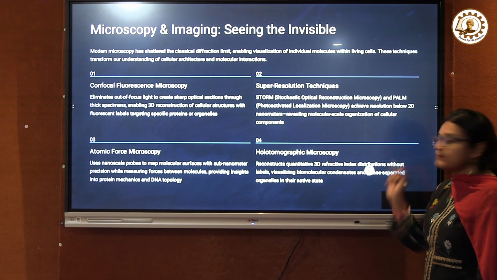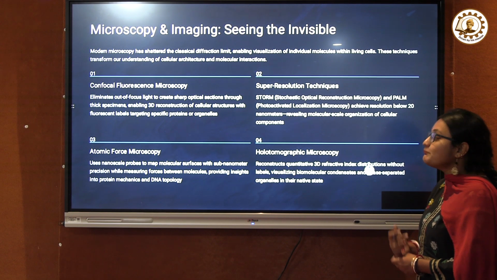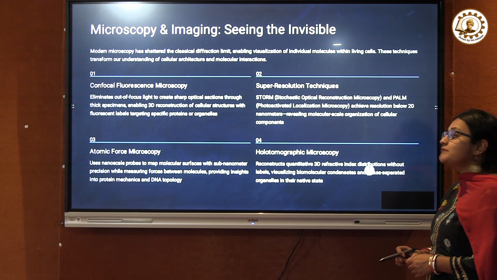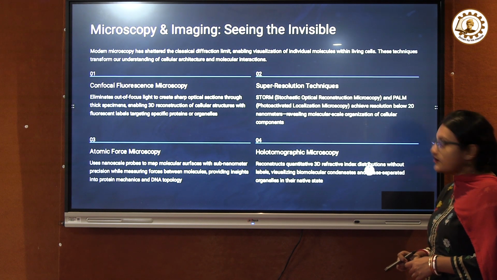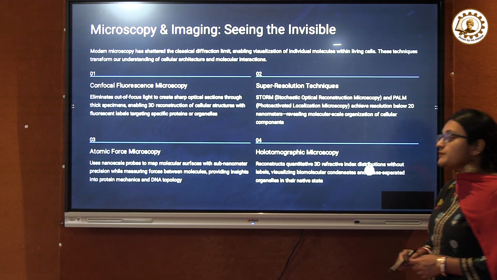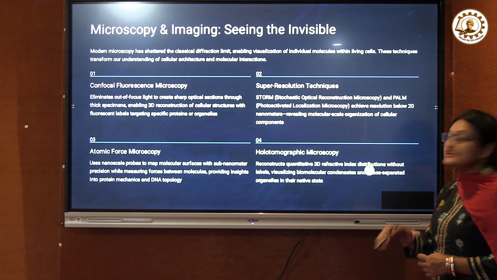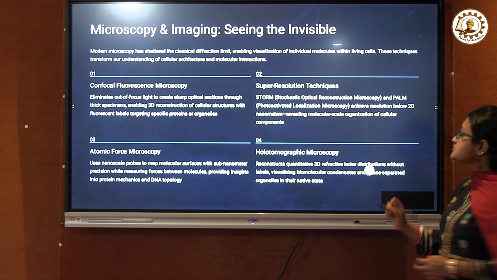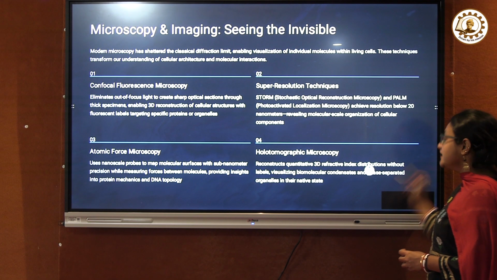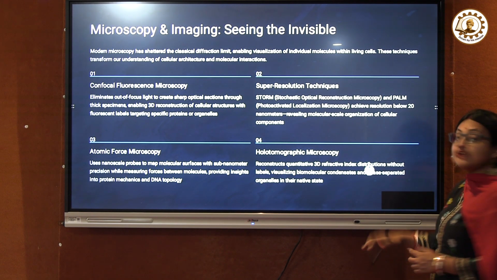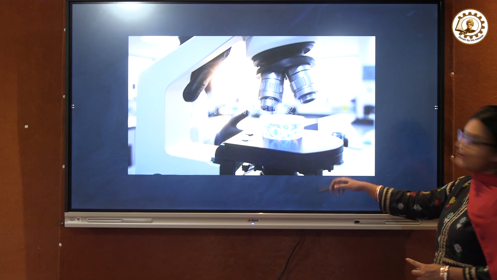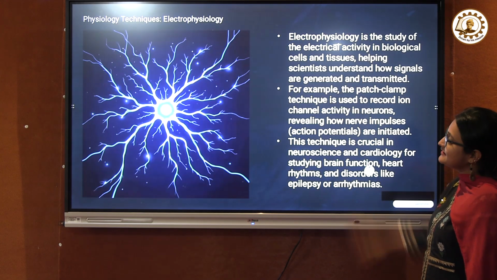Probes means small molecules which bind to map the molecular surface with sub-nanometer precision while measuring the forces between molecules, providing insight into protein mechanics or DNA topology. Next, holotomographic microscopy is used for construction of the 3D refractive index distribution without any labeling. You can see this is a microscope and visualization like that.